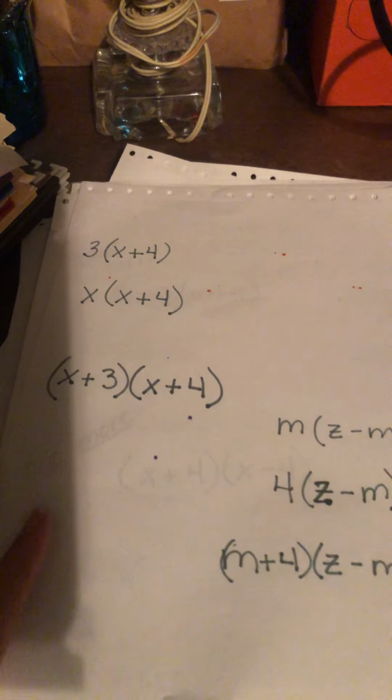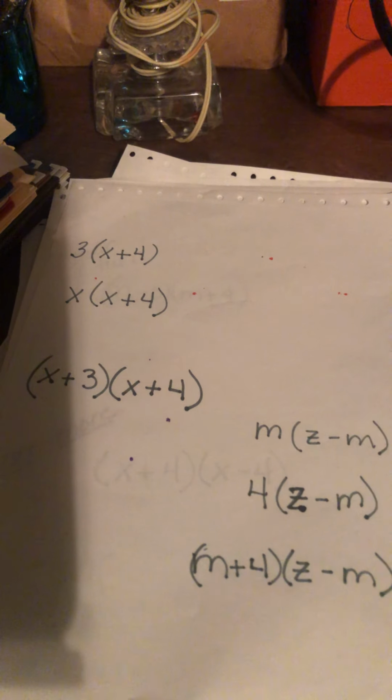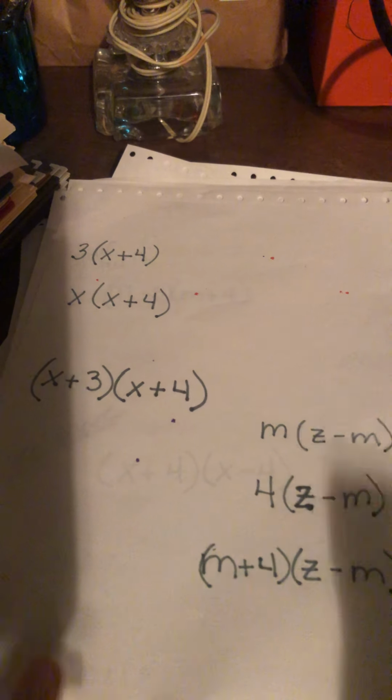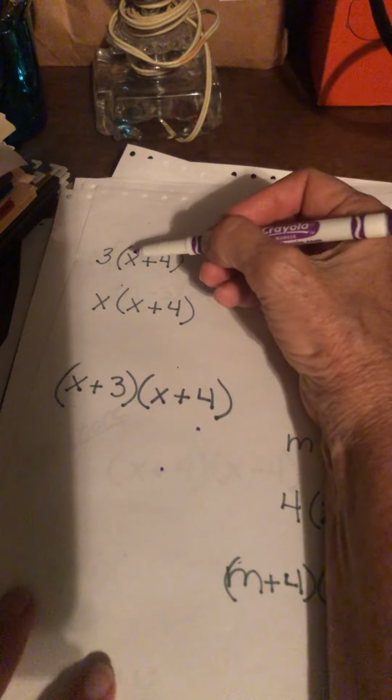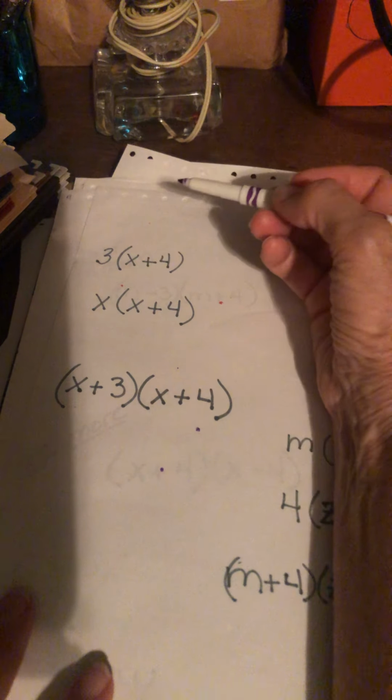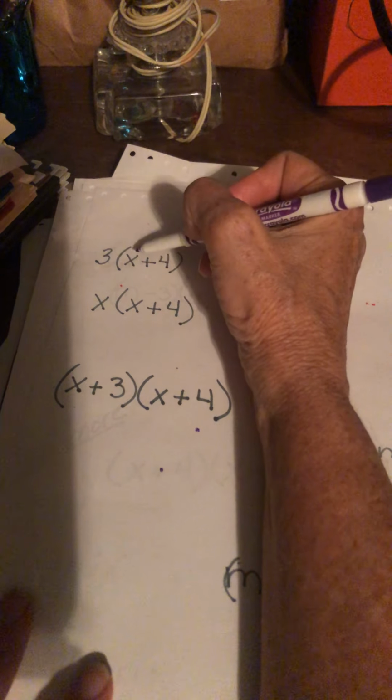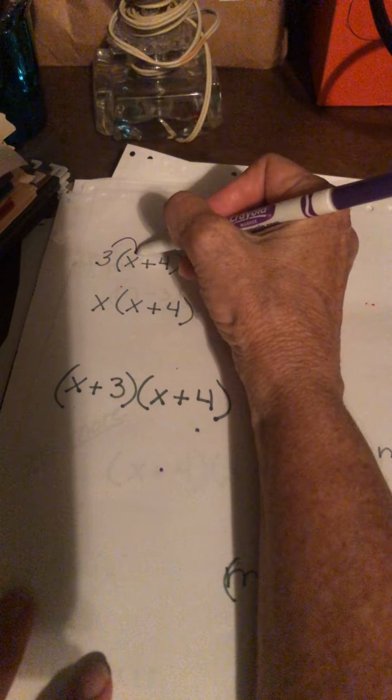Okay. Oops, I think I skipped a page, guys. Yep. All right. Now we're going to get a little more complicated. So if you didn't understand that before, the stuff we just did, rewind, look at it, think about it. All right. Here we have what we've been doing. We have 3 times x plus 4. And we know how to do this now.